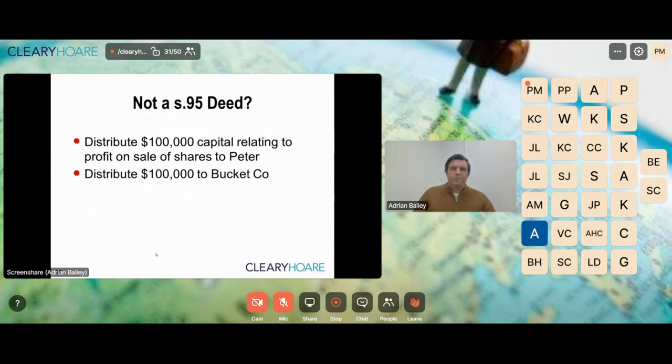One question to think about, well, what if we didn't have a Section 95 deed? What if it was silent, or obviously it didn't say that income is income in accordance with Section 95. What we would have to do in that circumstance to make sure that we can stream that amount to Peter and get access to the discount capital gain was we would distribute $100,000 of capital relating to the profit on the sale of shares to Peter, because under normal trust law, a capital gain is not income. It's only turned into income by Section 95. And then we would distribute $100,000 to Bucket Co. And that's the way that we would approach that if for whatever reason we had a deed that didn't allow you to define income in accordance with Section 95.